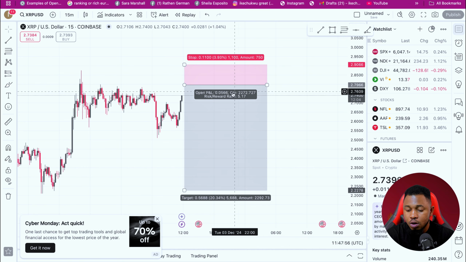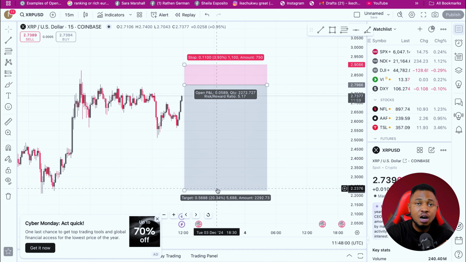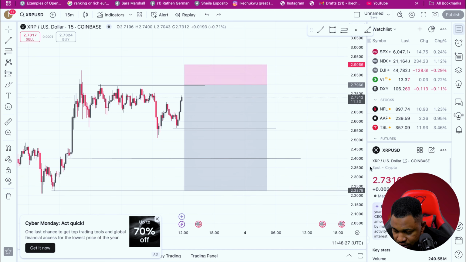But the thing is, oftentimes it might not get to your final target, and that is why you have to set closer take profits, so that you exit the market with some profit even before it gets to the final take profit, so that you actually make a profit in that particular trade instead of taking a loss. So let me bring back those lines I actually drew, so you can see the lines back here.